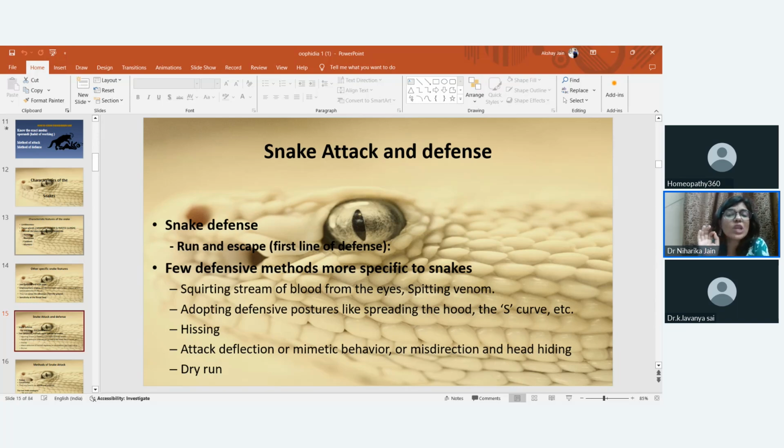Few defensive methods are more specific to snakes: squirting a stream of blood from the eyes, spitting venom, adopting a defensive posture like spreading their hoods. There is hissing, attack deflection or mimetic behavior, misdirection or head hiding, and dry runs. So this is very common. If you see the snake, it is very common. In all their defense mechanisms, they do not attack the first time. They are giving you a warning. And if you do not understand this warning, definitely they will attack.